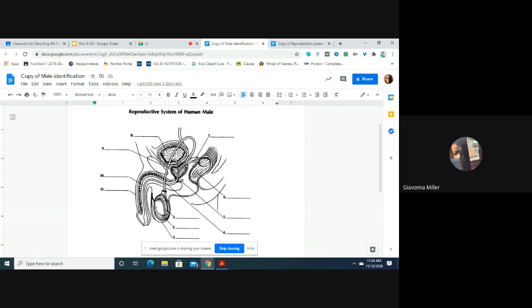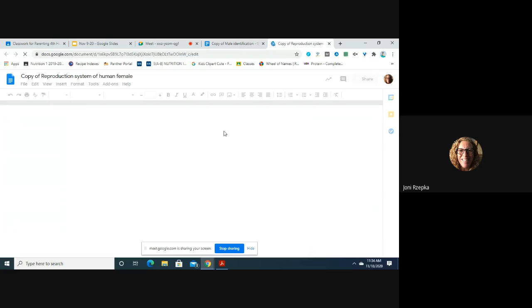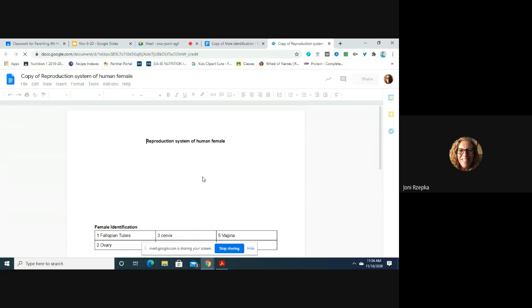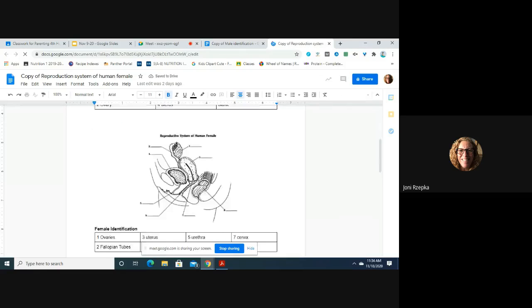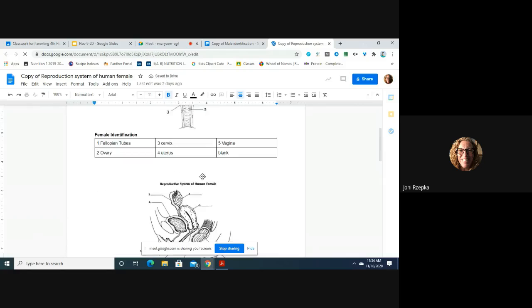Is it the urethra or something like that? Nope, that was number 10. This is called the vas deferens right here. Vas deferens. All right, let's go to the female. Let's see what we can remember here. Okay, I'm going to try not to show the words.